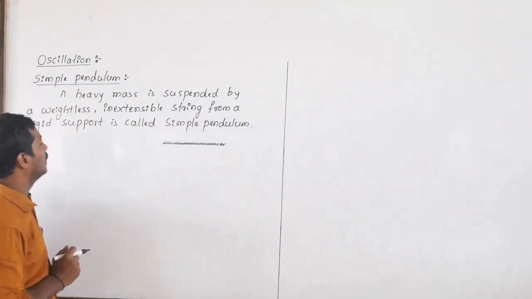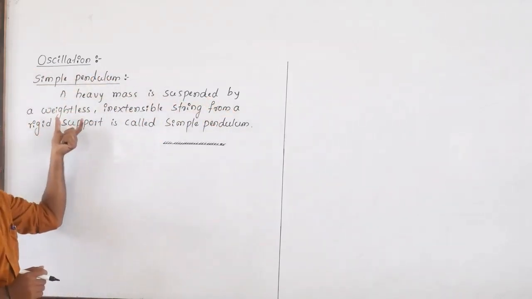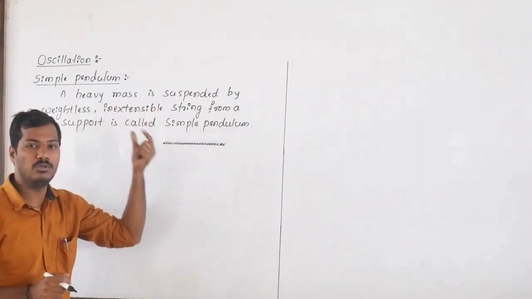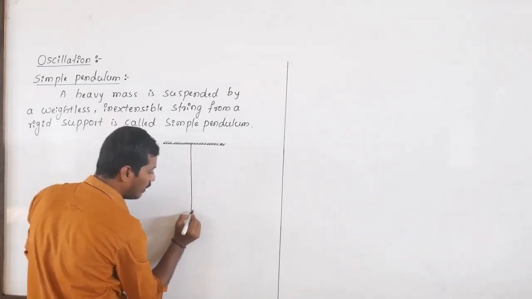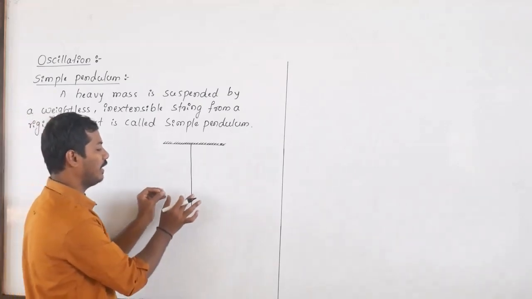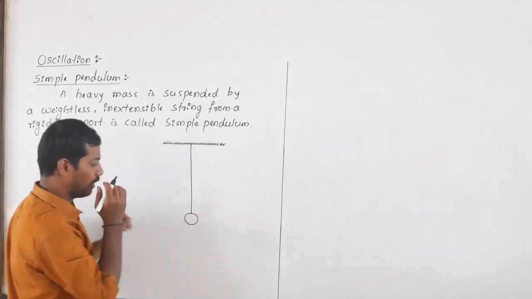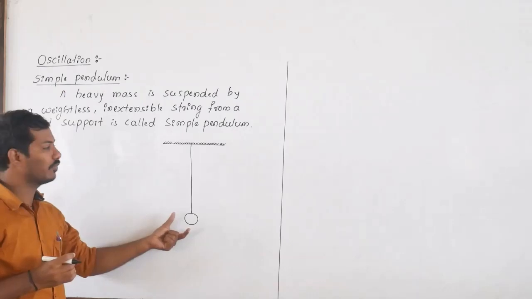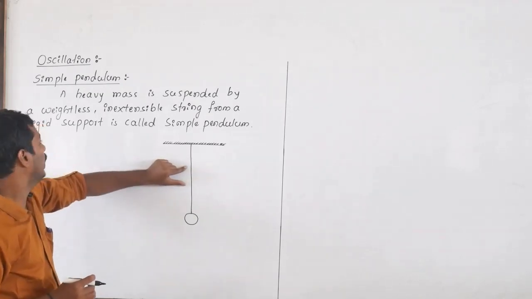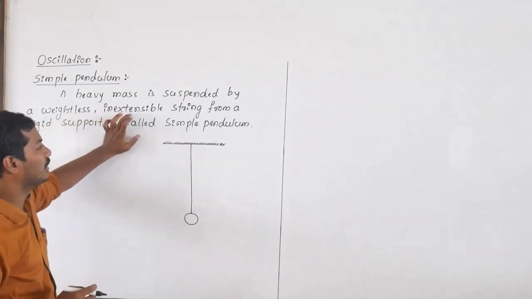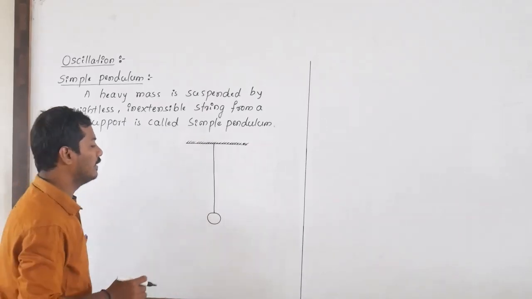A simple pendulum is nothing but a heavy mass suspended by a weightless, inextensible string. Now, we use one string here, and that string must be weightless, which means its weight has to be neglected. There is one point mass, suspended freely with the help of the weightless string, which is attached to the rigid support here.